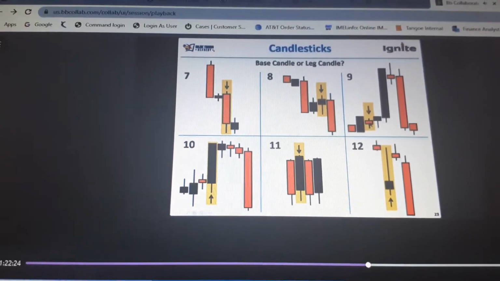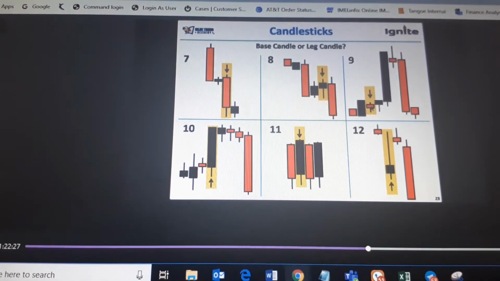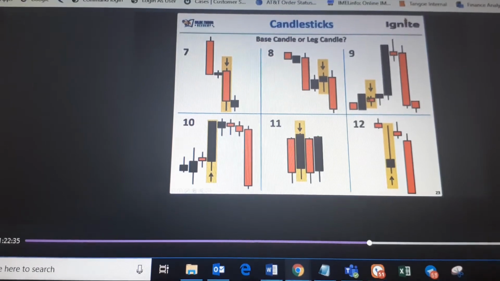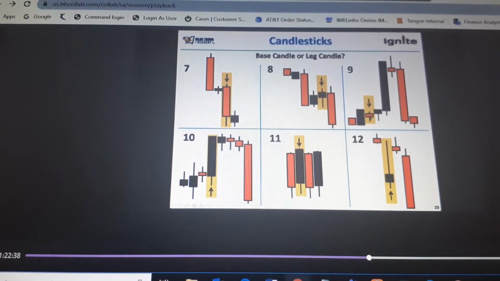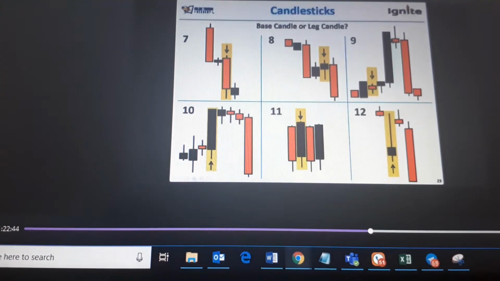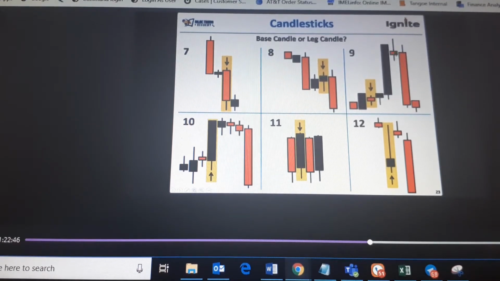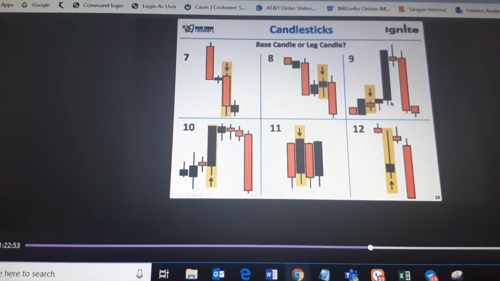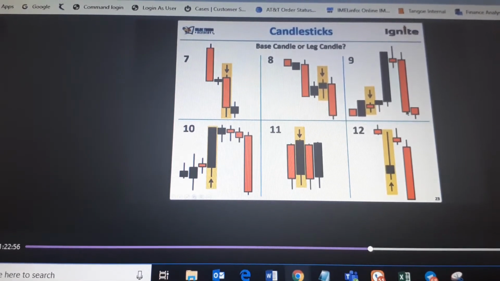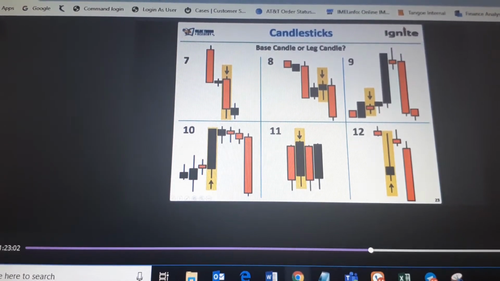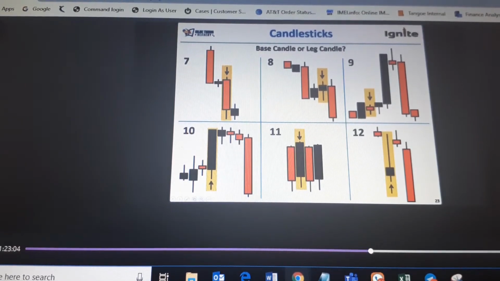Now, is this your base candle or your leg candle? Why is this a base candle? Because body is less than or equal to 50% of the range. That's your rally, base, rally. And just see over here, this is a base candle. So this is a rally, base, and a drop. You have 2 patterns over here. One is for demand, rally, base, rally, and this is your rally, base, drop.